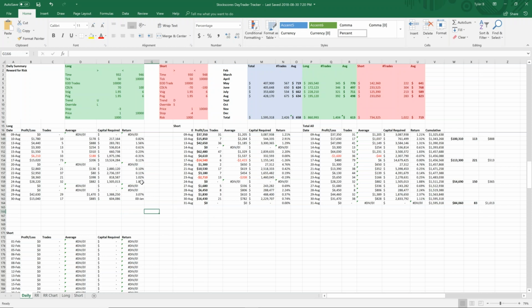What I think is most important is what is your percentage return on capital. So if we go to the total, you see the percentage returns on capital here. They tend to be averaging. Well, let's see what the average is.